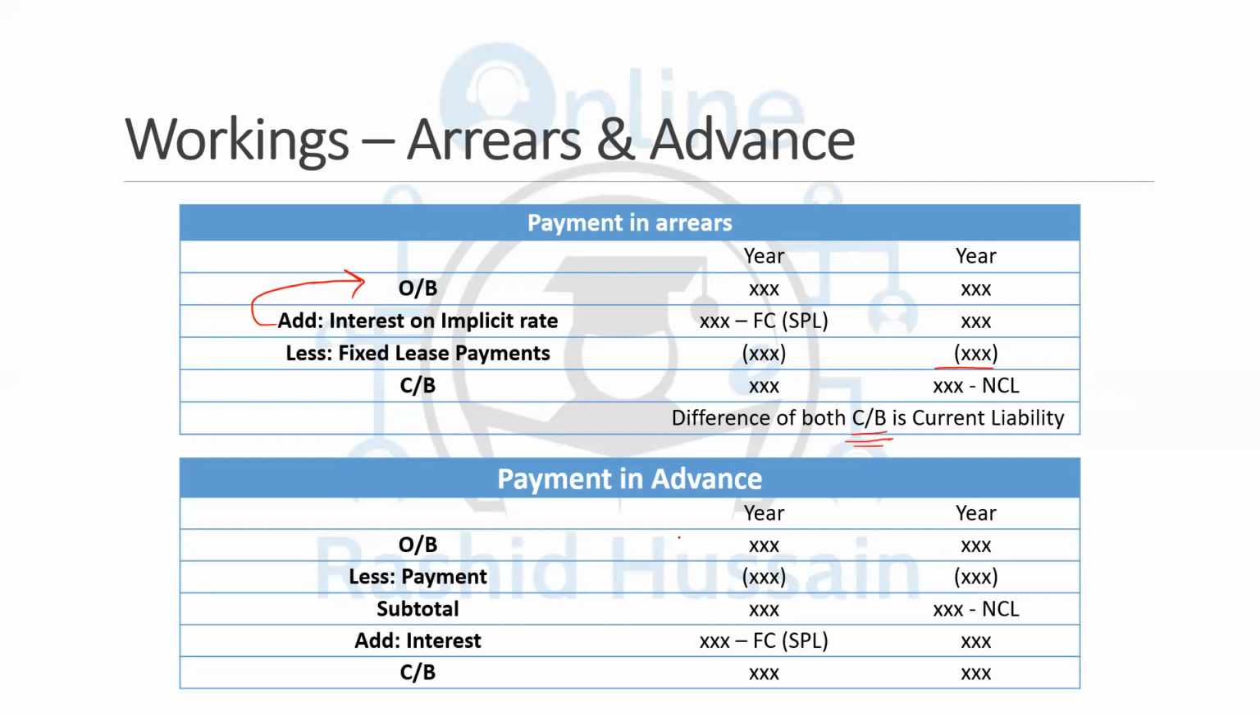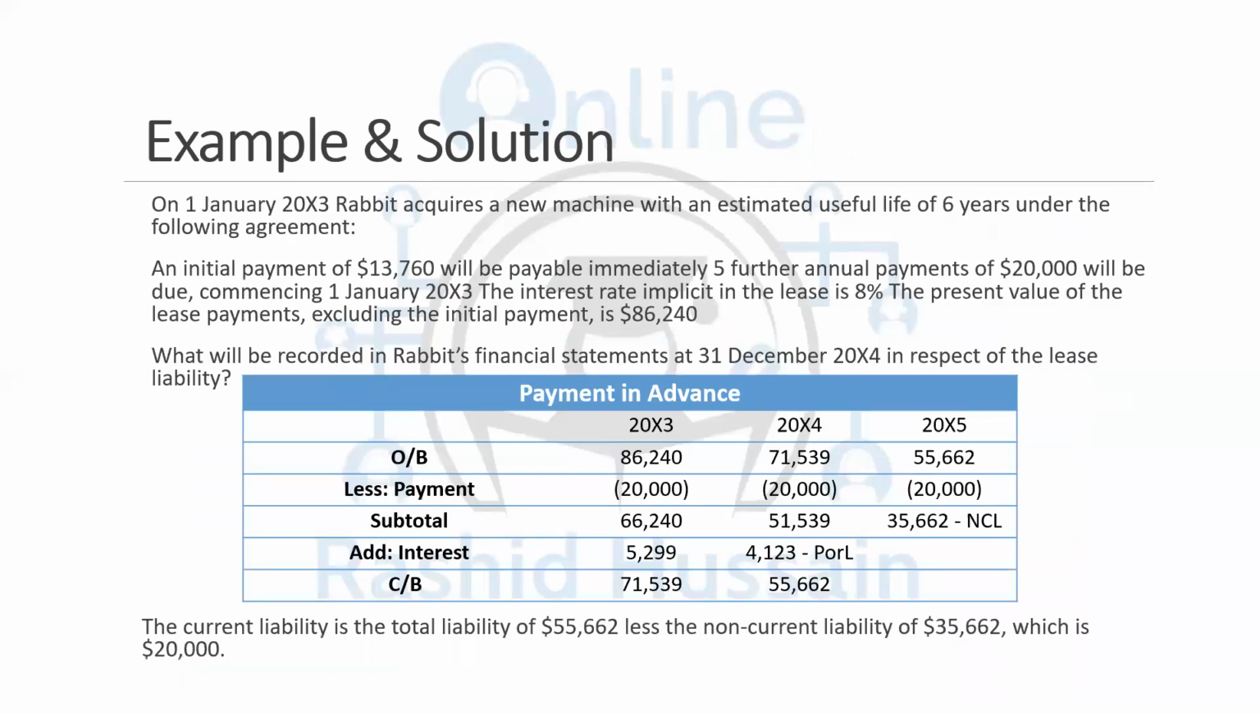And if you're making the payment at the start in advance, then first of all, you will be deducting the payment from the opening balance. Then you multiply the interest on the subtotal. So again, doing one extra year working in order to split the liability between current and non-current. So this second year subtotal is your non-current liability, and the difference between these two is your current liability. You can do the examples yourself.